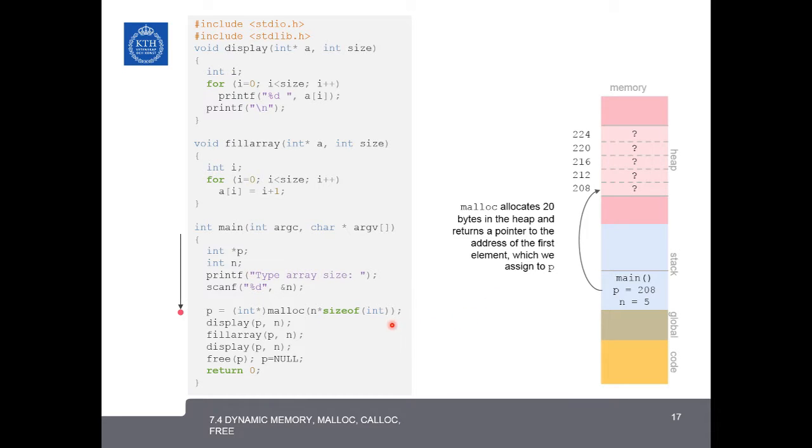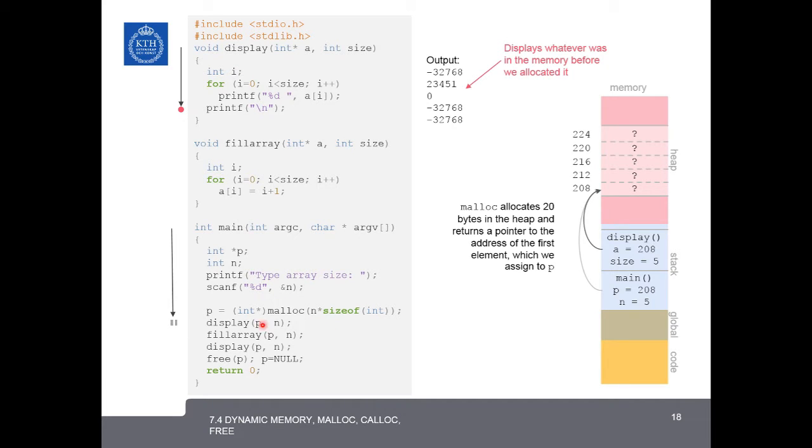So in this line of code, we create a block of memory in the heap using malloc. n is the size of the array that we requested from the user, and we multiply that by the size of an integer because we want to create an integer array. And this creates a block of 20 bytes in the heap. We assign the pointer returned by malloc to the pointer p, which we declared here. So now inside of our stack frame, we have the main function with the pointer p, which is pointing to memory location 208, and we also have the variable for the size of the integer array.